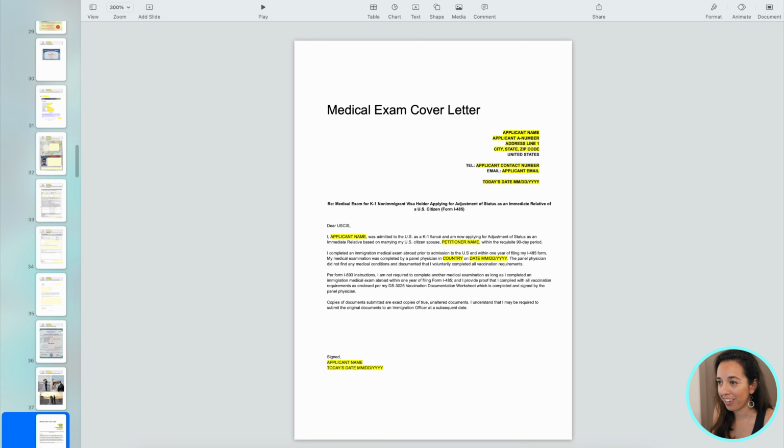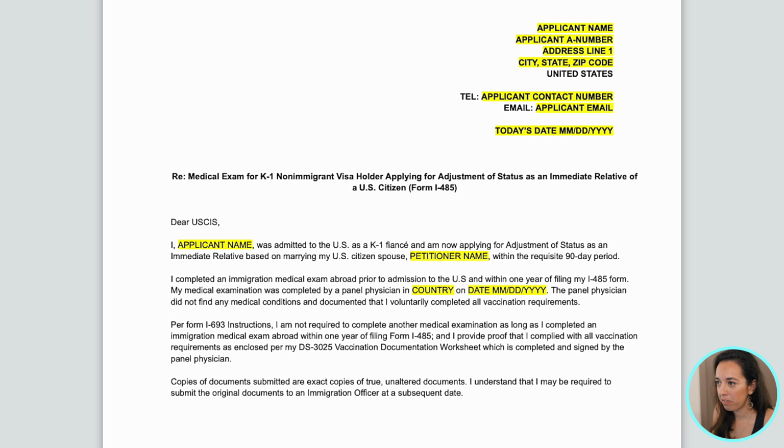We then included a cover letter stating that here is proof that we've already undertaken a medical exam in my husband's home country, and that another one is not required according to USCIS guidelines, and that we are submitting the DS-3025 vaccination worksheet, which is what was provided after undertaking a medical exam back in my beneficiary's home country. USCIS constantly keeps changing their requirements, so I would read what is required during the time of your application. But let me summarize what USCIS requires.